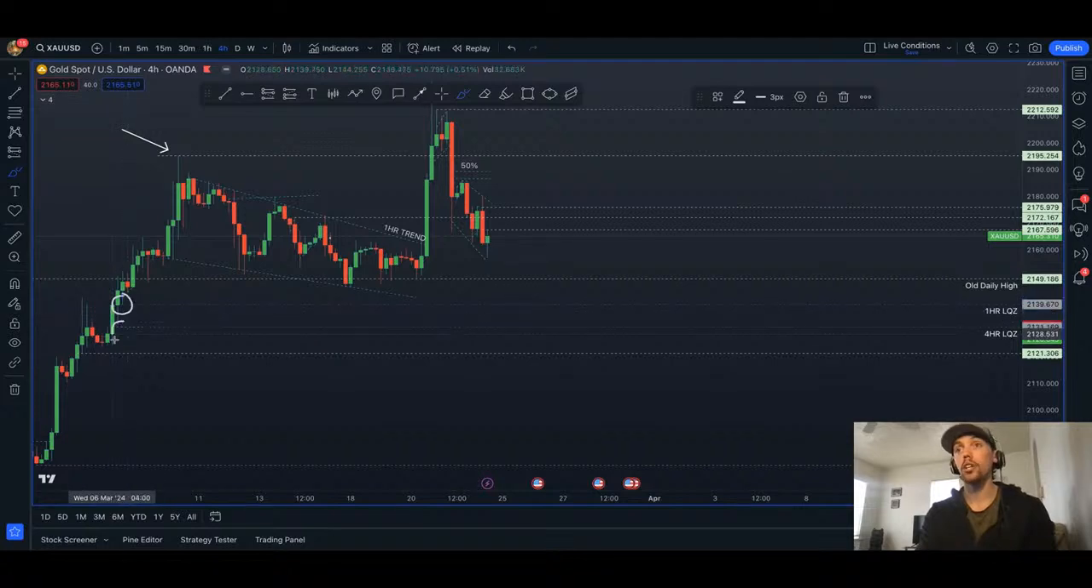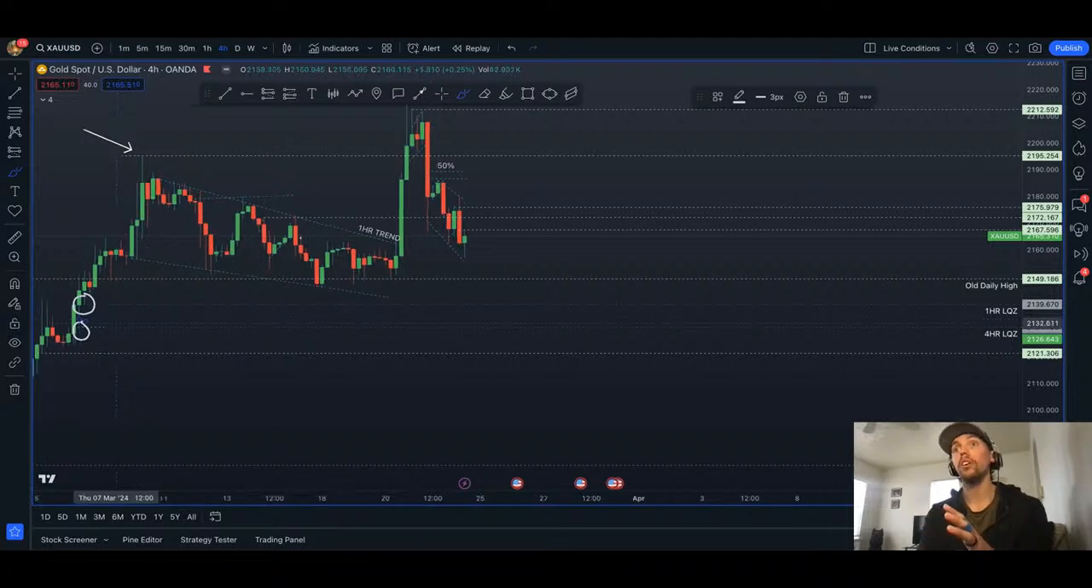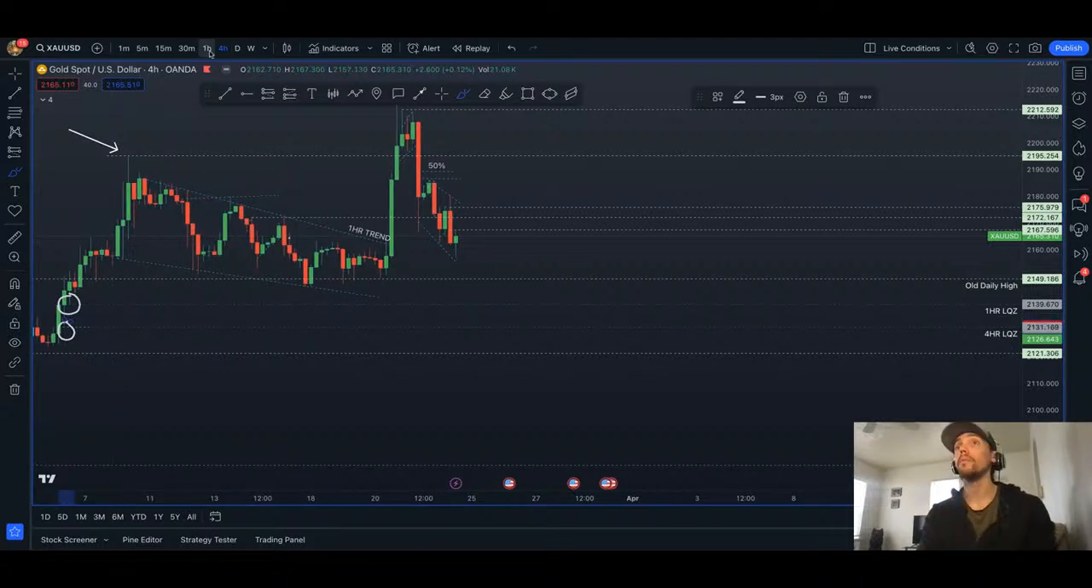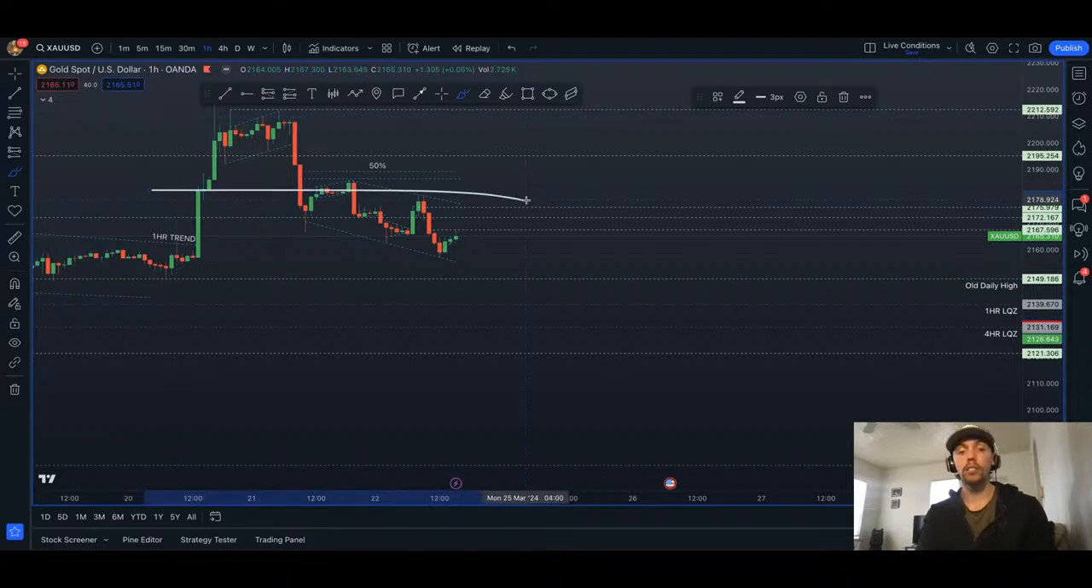This is a low that I've spotted that price does not have to come back to if it doesn't want to, on a lower time frame. So I'm going to go down now to my 1 hour, get the drawing off my chart.